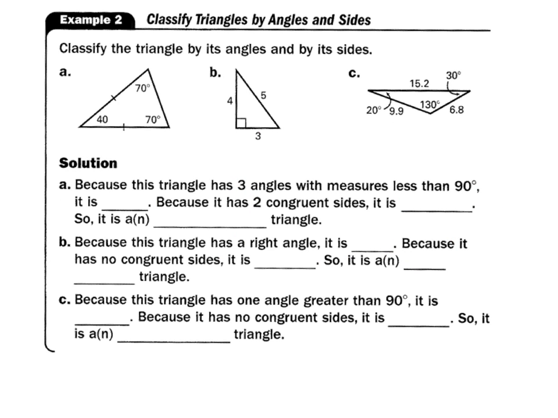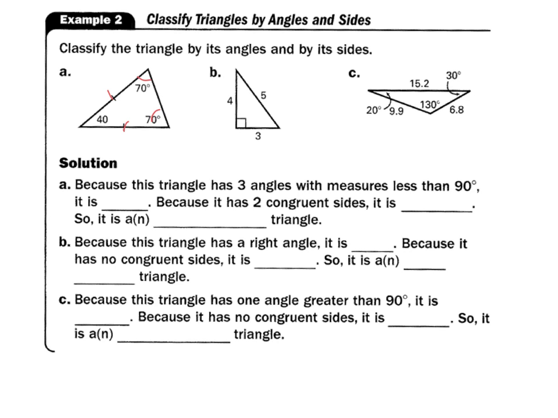In this example, now we have to classify them by angles and sides. Let's see what we can do here. First one, we have a 40-degree and then we have 70 degrees. So these two are congruent. It's also given that these two sides are congruent, right? You have learned this already. If two angles in a triangle are congruent, then their corresponding sides are congruent.